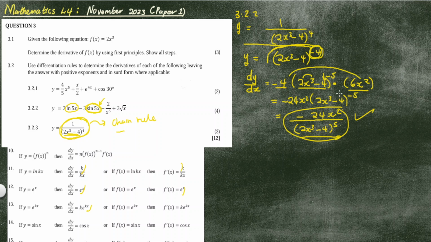So try using the substitution method and see if you don't get the same answer as mine.